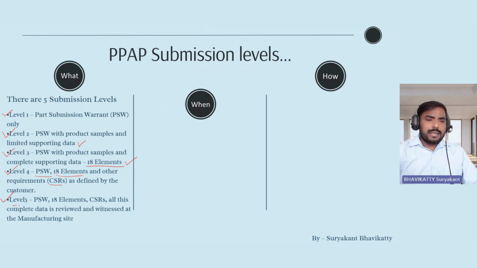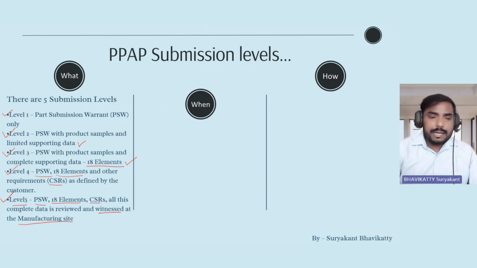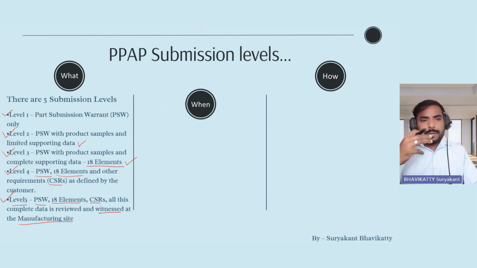Then level 5 is the final one, where PSW will be there, 18 elements will be there, CSRs will be there. So all these 3 parameters will be there. And apart from this, the customer physically witnesses the manufacturing process of the supplier, the manufacturing site and process as per the PPAP requirements. If I'm the customer, based on the criticality of the component, I'm deciding to go for level 5. It means I will go on site at the supplier end and review the whole manufacturing process as per the PPAP requirements. So I will witness the whole process with respect to the decided guidelines. So this is level 5.